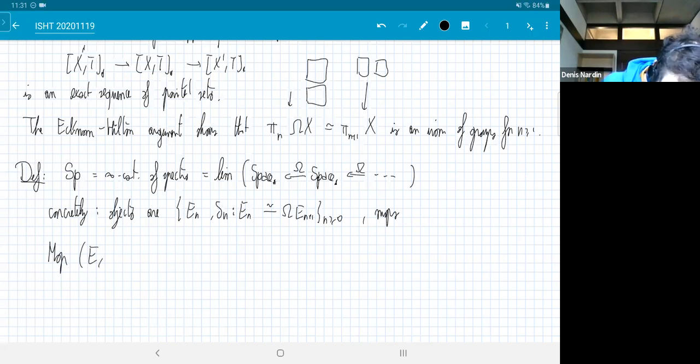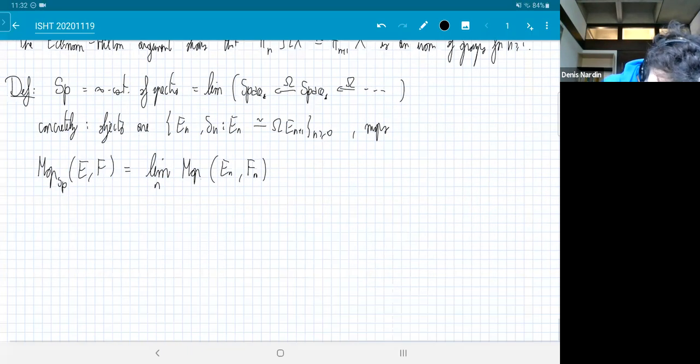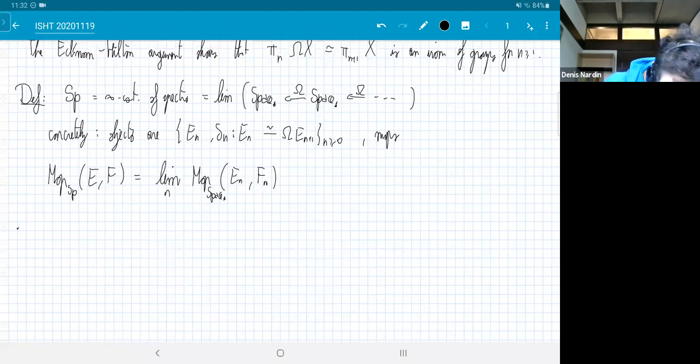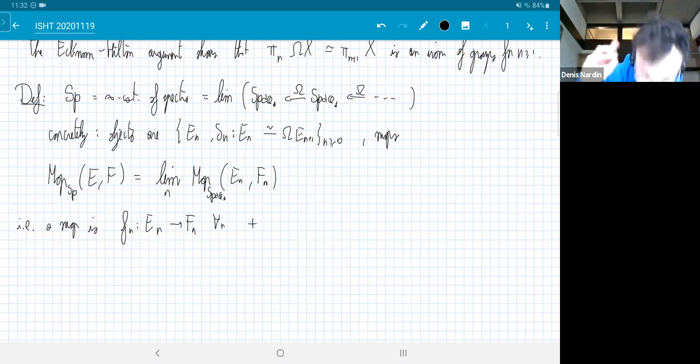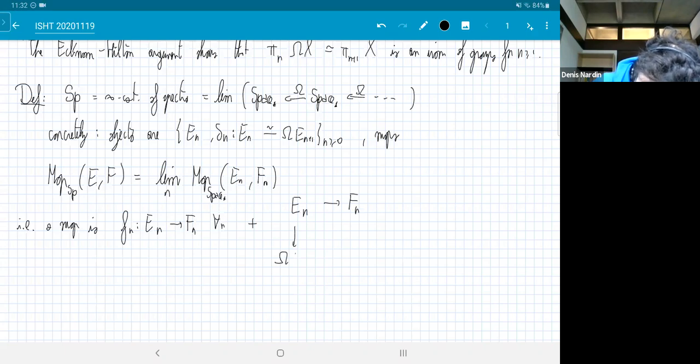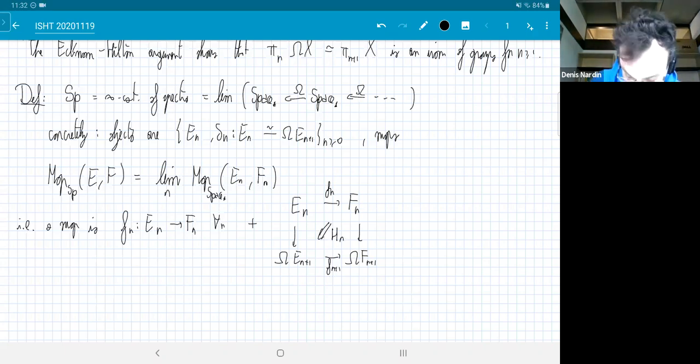So a map from E to F of spectra is the limit map, that is, maps E_n to F_n in pointed spaces for every n, and this is important. It's very important. We're talking about homotopy limits here. So we give a homotopy here, let me call it H_n. And this homotopy is part of the data of the map of spectra.